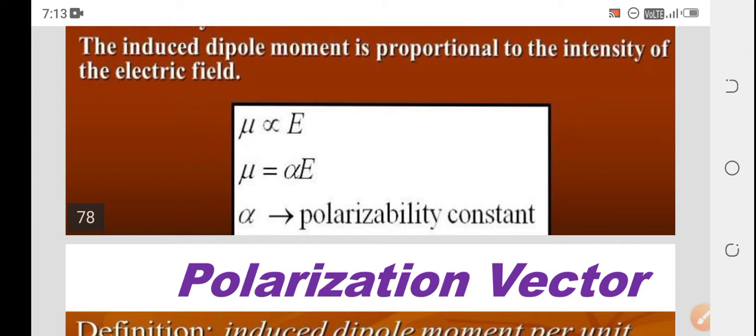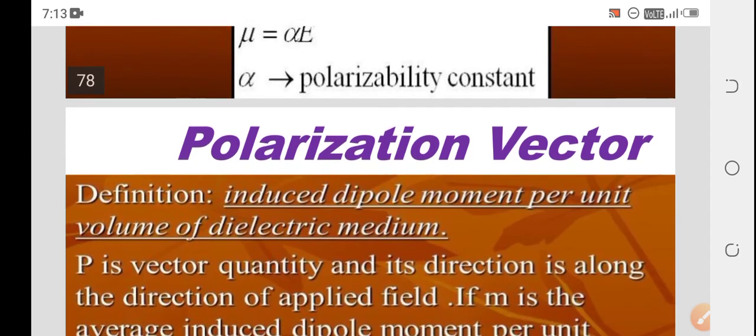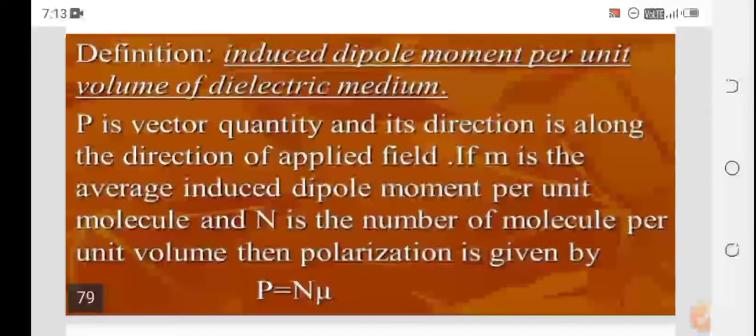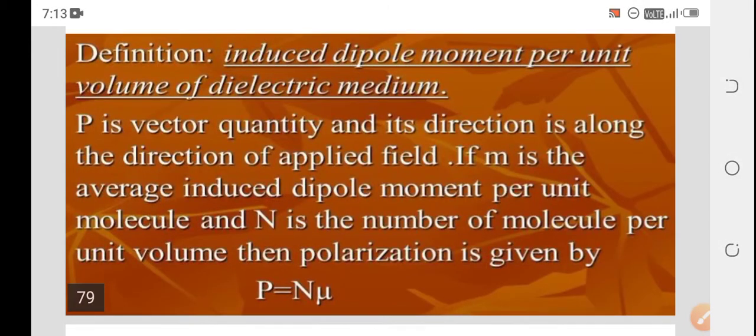When you remove the proportionality, it will be alpha E, where alpha is the polarizability constant. Polarization vector. Definition: induced dipole moment per unit volume of dielectric medium. Briefly, P is a vector quantity and its direction is along the direction of applied field.